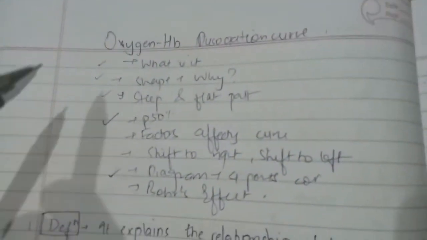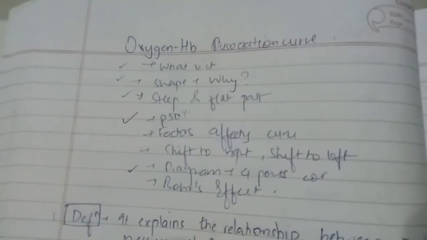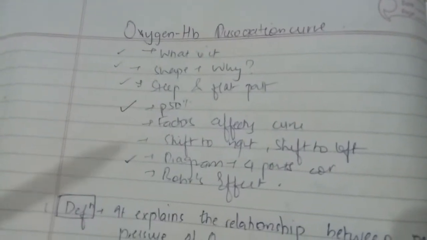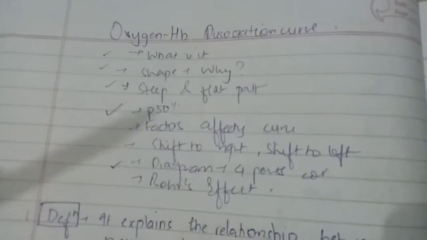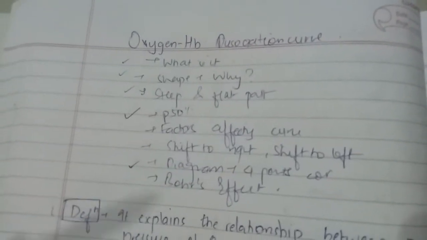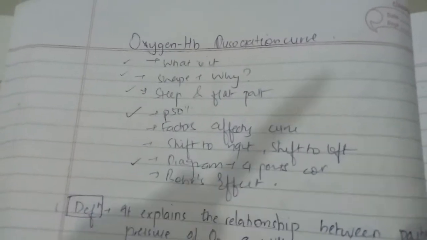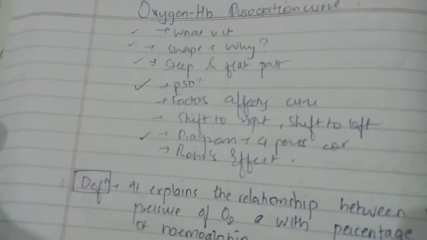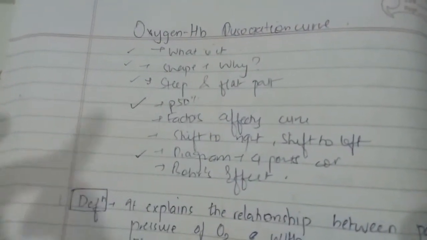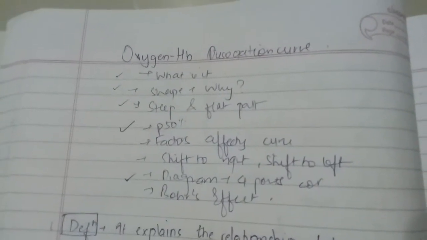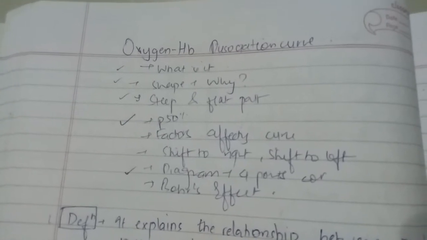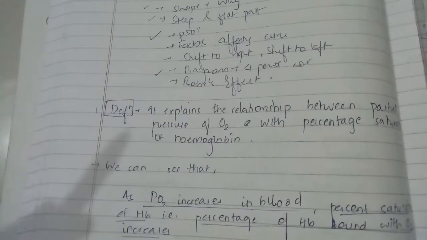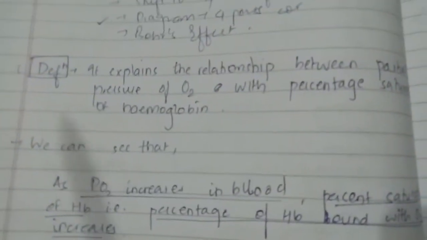Then we have to describe two parts, steep and flat parts, and you have to describe P50%. You have to describe factors that affect the curve. You have to describe shift to right and shift to left. And you have to, of course, draw the diagram of the oxygen hemoglobin dissociation curve with 4 points exactly correct. And finally, Bohr's effect. So let's begin. Now, what is actually the oxygen hemoglobin dissociation curve?